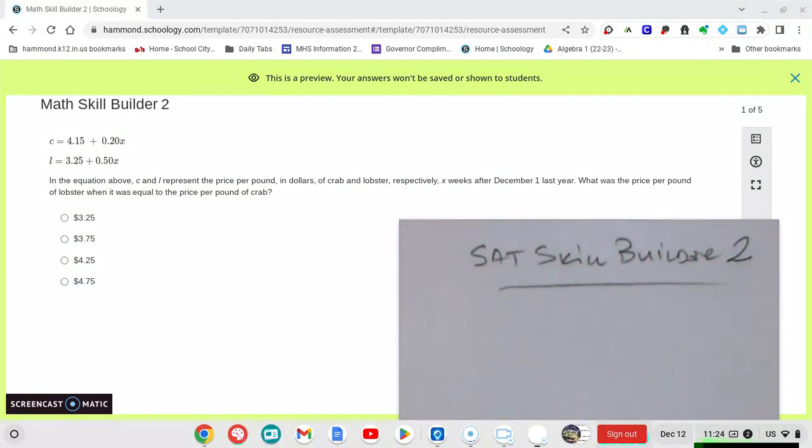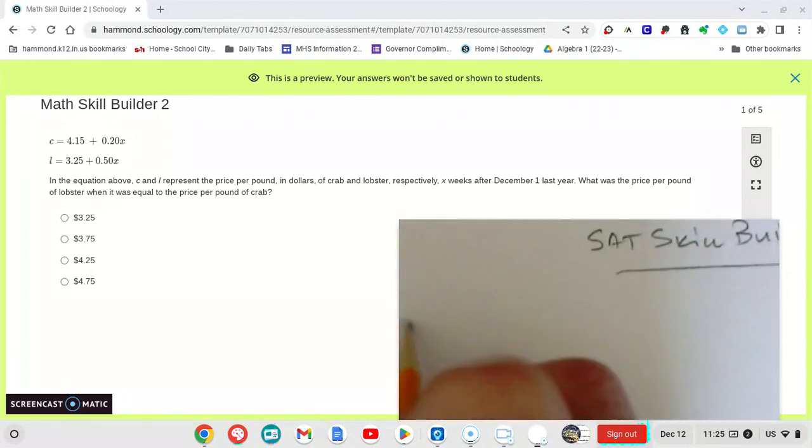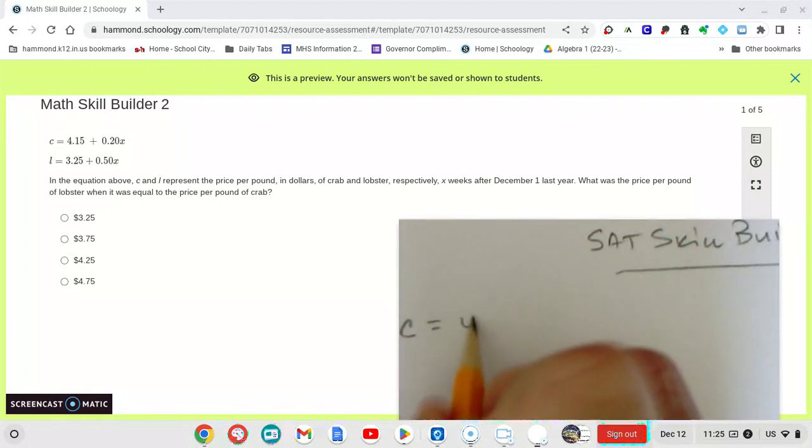So our first item gives us a system of linear equations. We're told that we have C equals 4.15 plus 0.20x, and L equals 3.25 plus 0.50x. C and L represent the price per pound in dollars of crab and lobster, respectively, x weeks after December 1st of last year. And we're asked, what is the price per pound of lobster when it was equal to the price per pound of crab? So the issue we have here is, first off, being able to decode the problem.